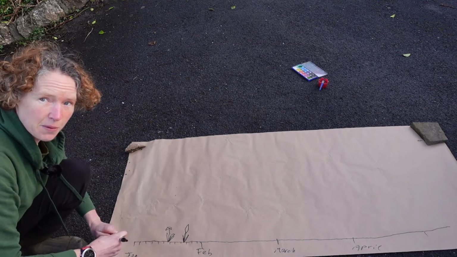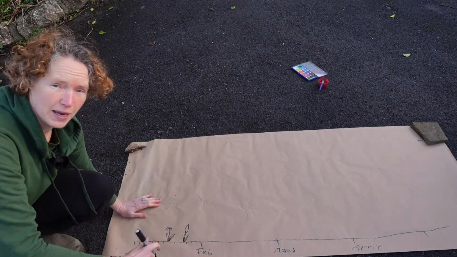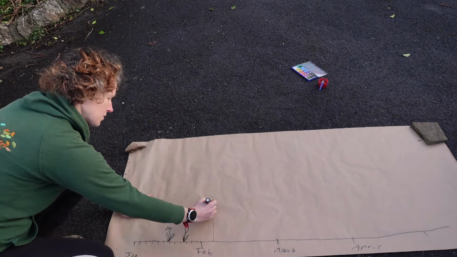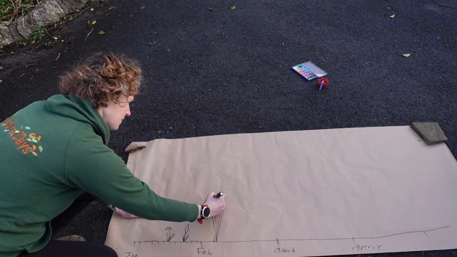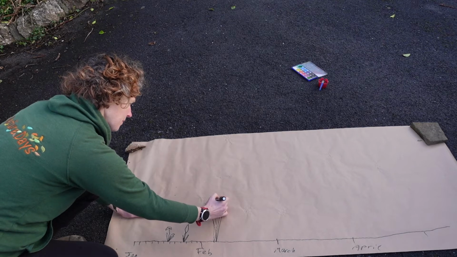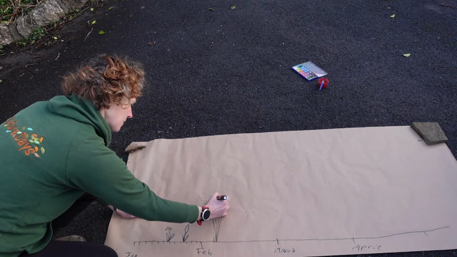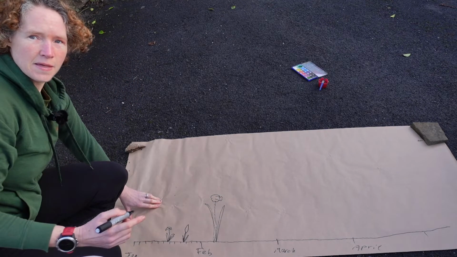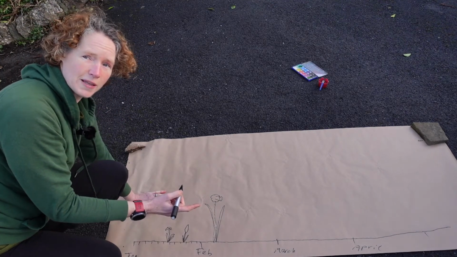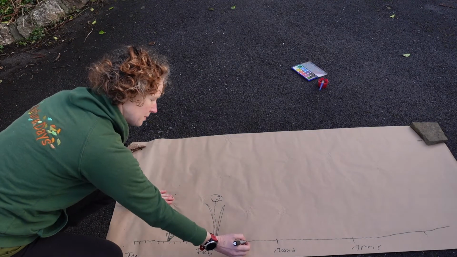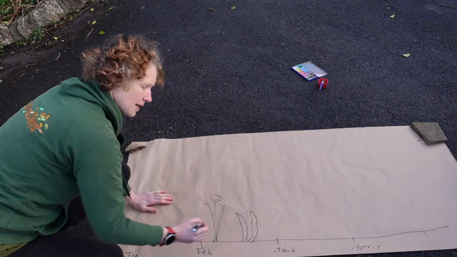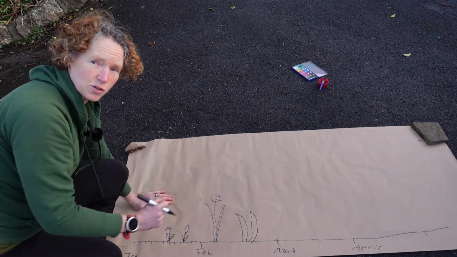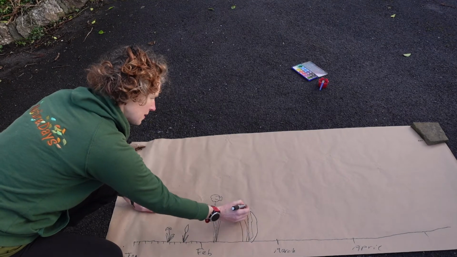Then at the beginning of February, into the middle of February, we had our daffodils. So we'll draw some daffodils there. Then after those, we're not quite there yet, but we'll probably get our tulips. So depending on what time of year they come out, the date you put in to where they came out. So we've got our tulips.